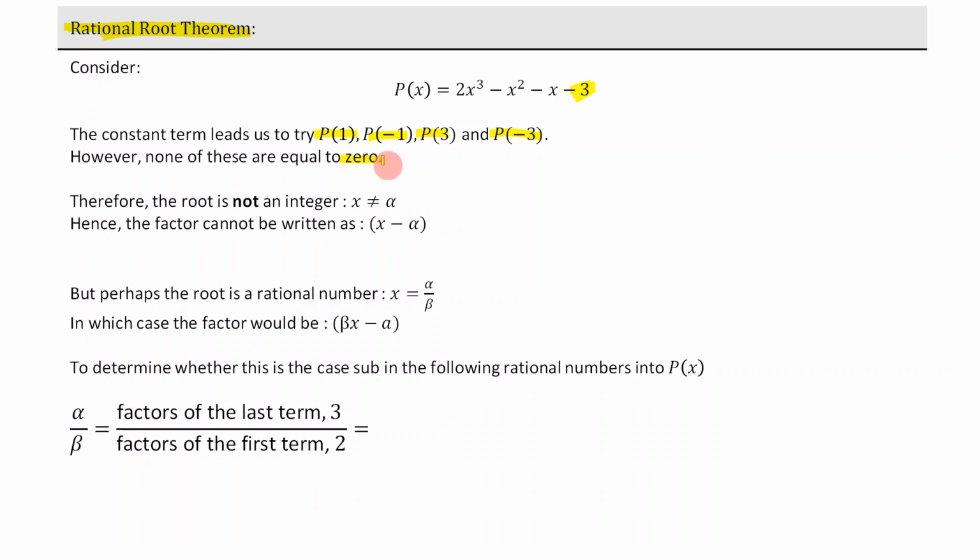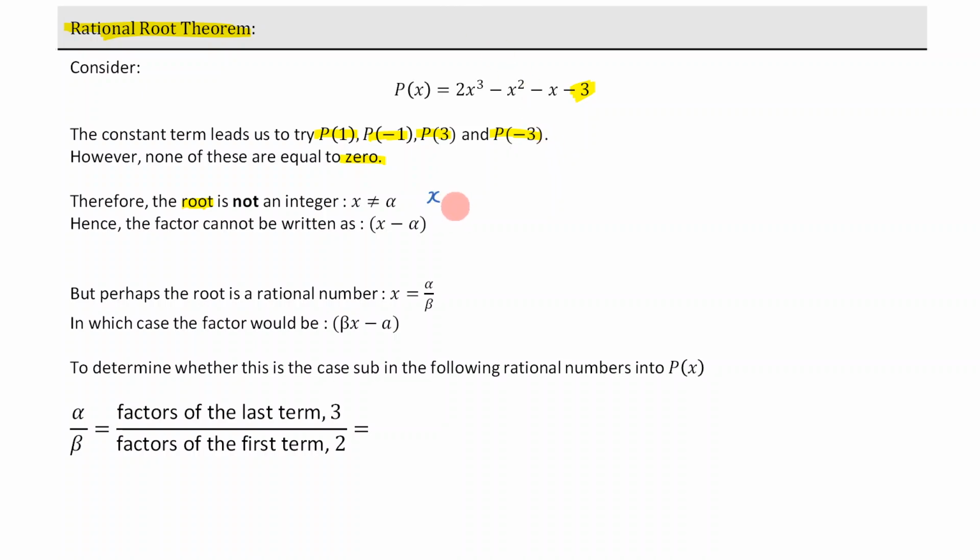And now you would start freaking out. You'd be like, well, what on earth do I do now? None of these give me 0, so what on earth is my factor going to be? So let's keep reading here. It says, therefore, the root is not an integer. The word root here is simply a number that you sub in that gets you 0 out. So the root is not an integer. It's not 1, it's not -1, it's not 3, it's not -3.